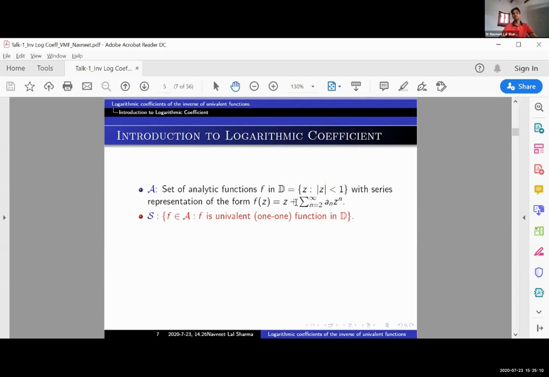Here we are now taking the general series expansion.